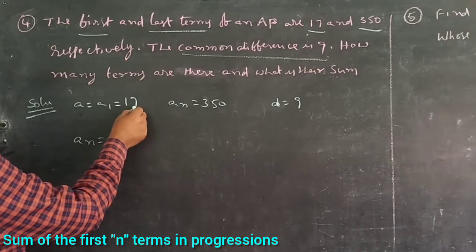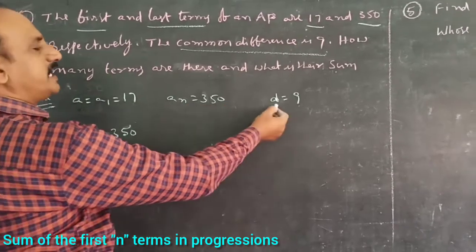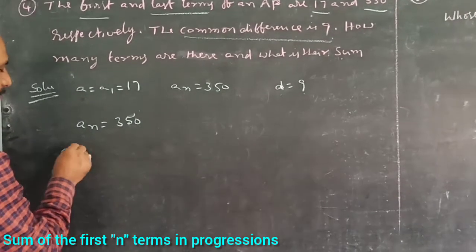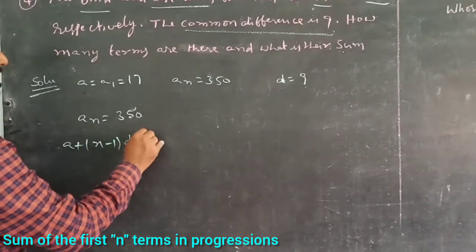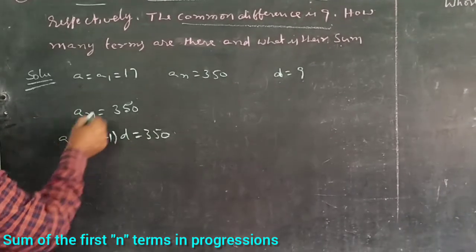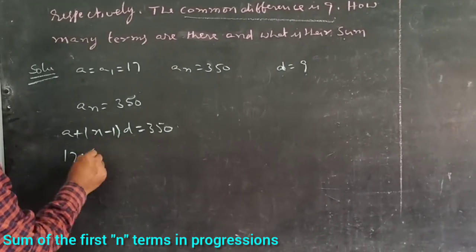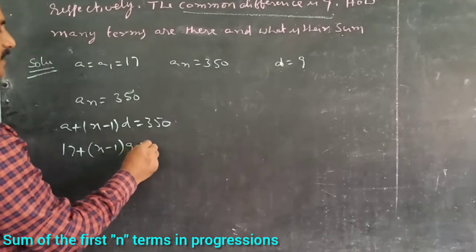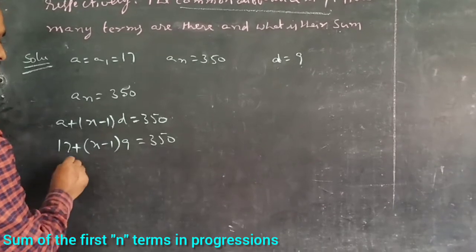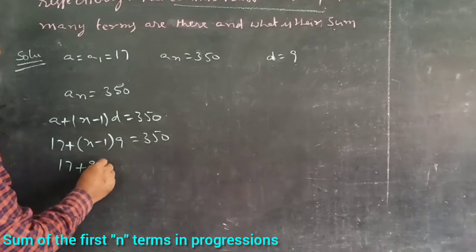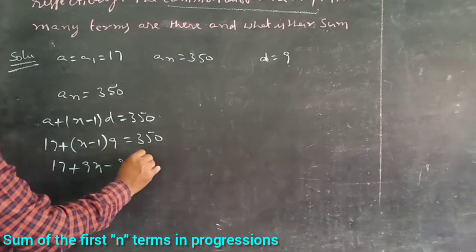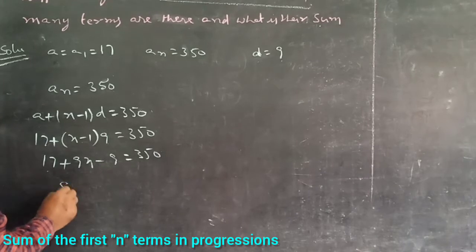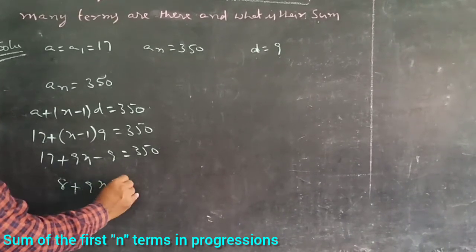So A1 equal to 17, An equal to 350, D equal to 9. What is the An formula? A plus n minus 1 into D is equal to 350. So 17 plus n minus 1, n is the unknown, into D equal to 9, is equal to 350. So 17 plus 9n minus 9 is equal to 350. 17 minus 9 is 8, plus 9n is equal to 350.